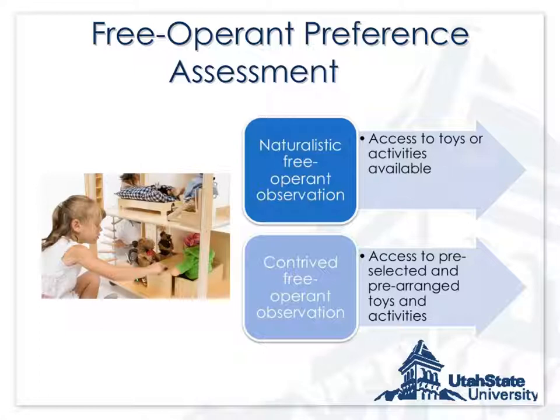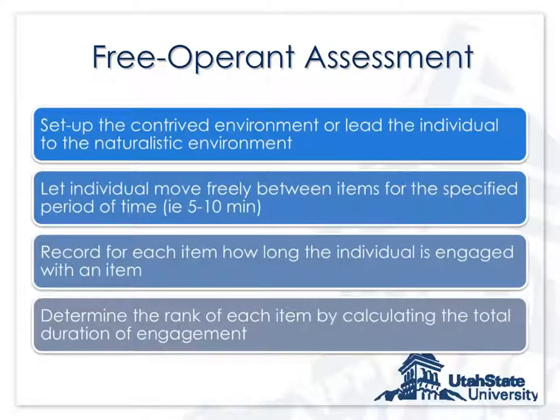With a naturalistic free operant observation, the child is allowed to access any of the toys or activities available. In the case of a contrived free operant observation, the individual is allowed to access only pre-selected and pre-arranged toys and activities, which is most useful for non-ambulatory children, or if some activities are typically not available. To implement a free operant assessment, you will first need to either set up the environment with pre-selected items or lead the individual to a naturalistic environment.